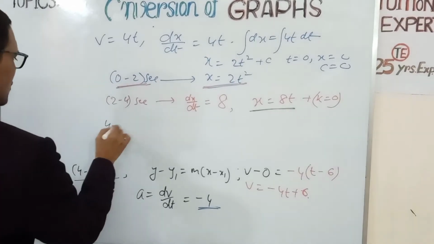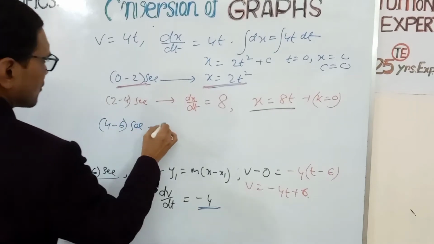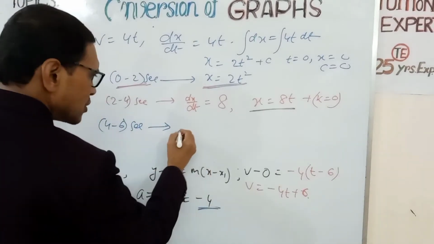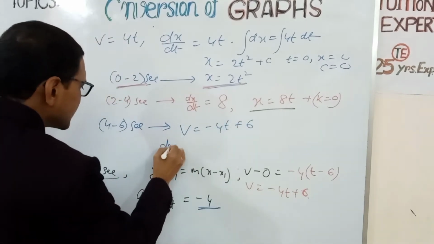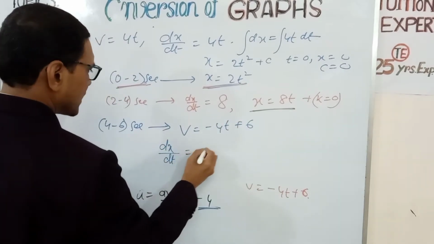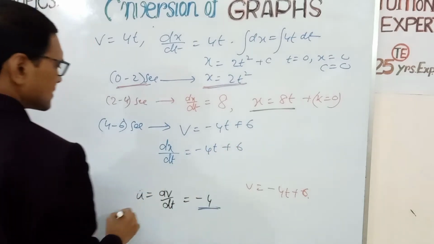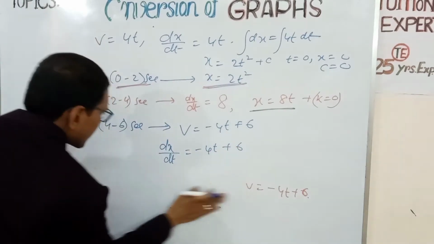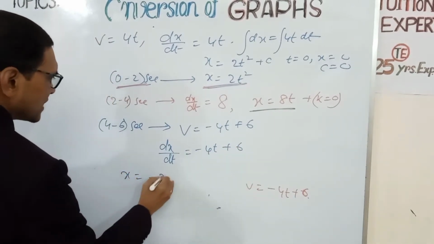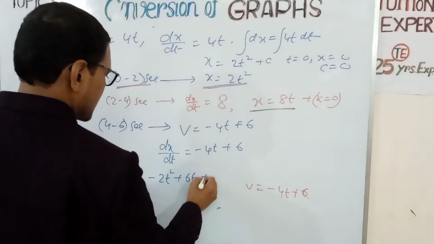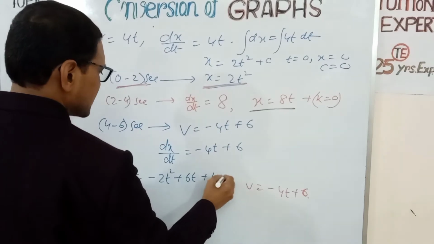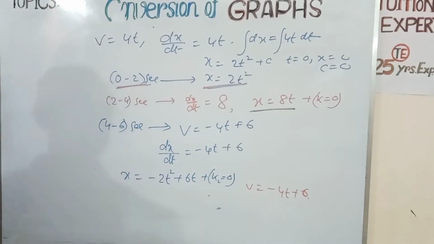Now for 0 to 6 seconds, what is the equation? The equation is v equal to minus 4t plus 6, which is equal to dx by dt. So x equal to minus 2t square plus 6t, plus a constant term which is 0, because at t equal to 0, x equal to 0.